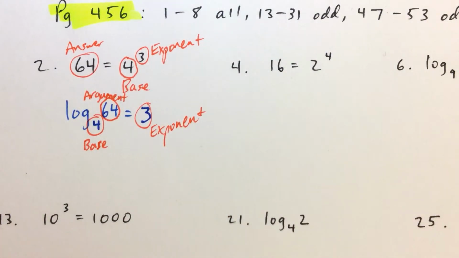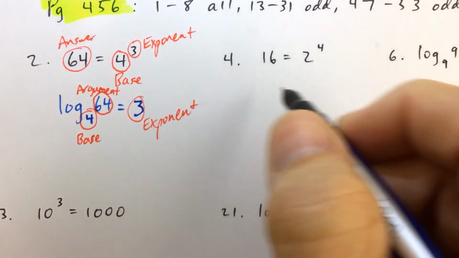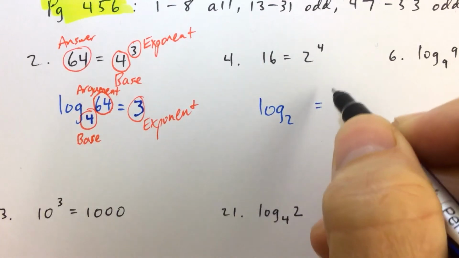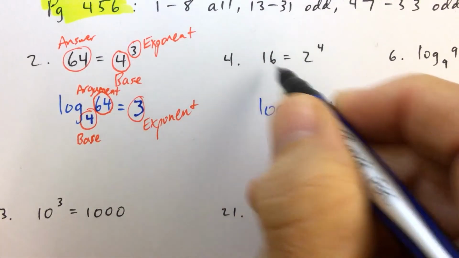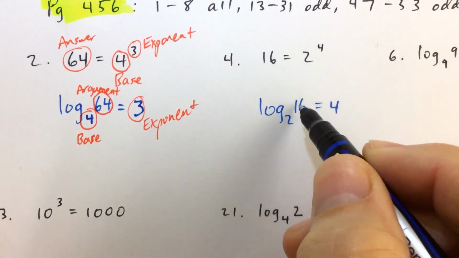And so we're going to go ahead and do the same thing over here for number 4. The base is 2, so we have the log base 2 of something equals, now 4 is the exponent, so that's going to be 4. Log base 2 of 16 is equal to 4 because 2 to the fourth equals 16.